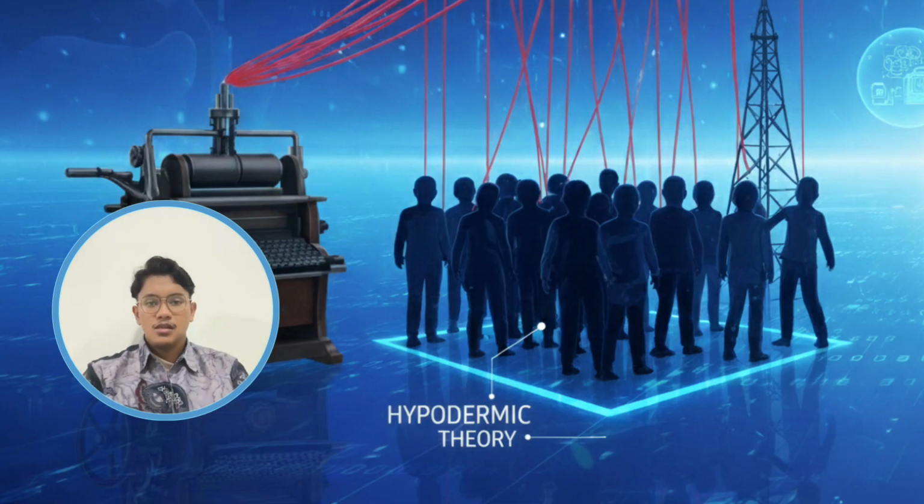The hypodermic needle theory, also known as the magic bullet theory, emerged in the 1920s and 1930s when mass media such as radio and newspaper became widely popular. This theory suggests that media messages are directly injected into the mind of audiences, causing immediate and uniform effects. Audiences are viewed as passive and easily influenced by media content.